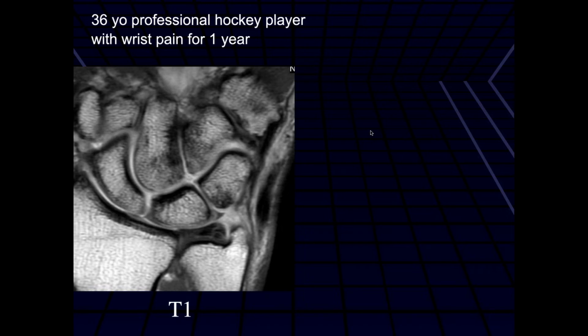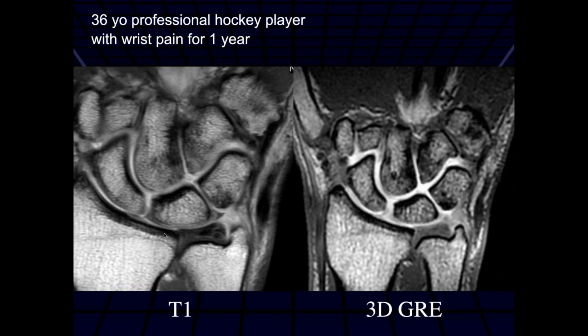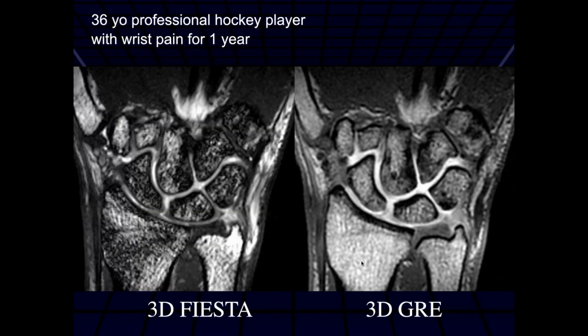Okay, so here's a 36-year-old professional hockey player, wrist pain for 1 year, and here we can see increased signal intensity going through both ligaments as well, with probably a little bit of chronic repetitive impaction of the base of the triquetrum in this location. On gradient echo, we can see a little bit of diastasis here at the scapholunate, but not at the lunotriquetral ligament.